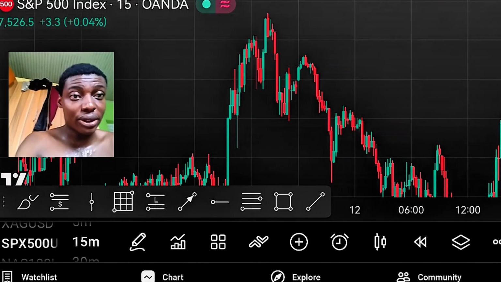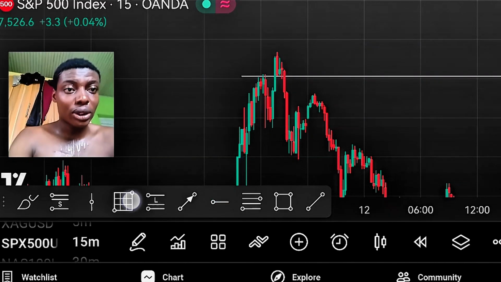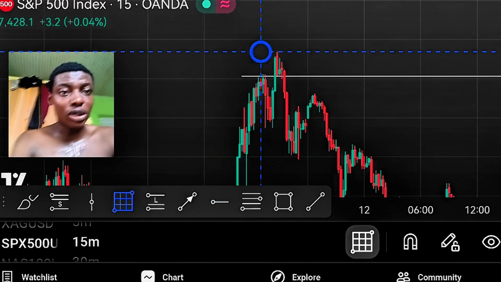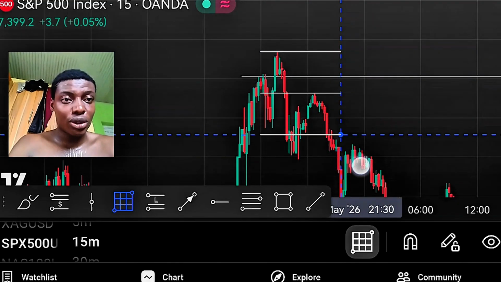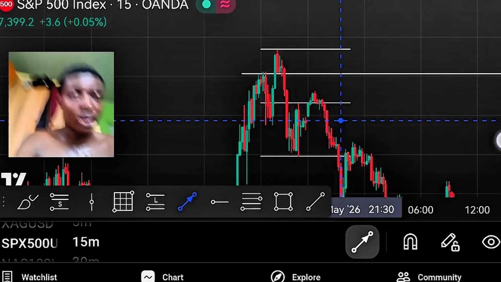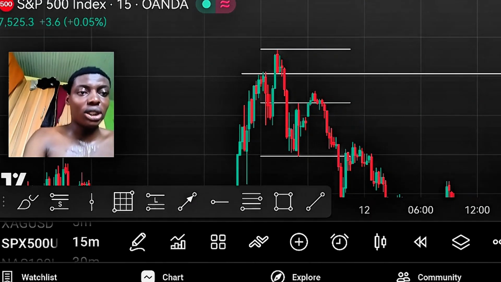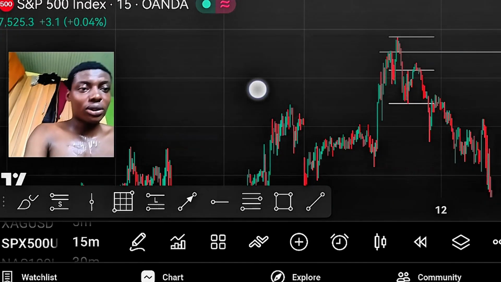Okay, I think this is wonderful. We had break of structure here. We came into discount of equilibrium. If you draw from here to here, you can see that we tapped discount of equilibrium here and we ripped down. Look, we ripped down.